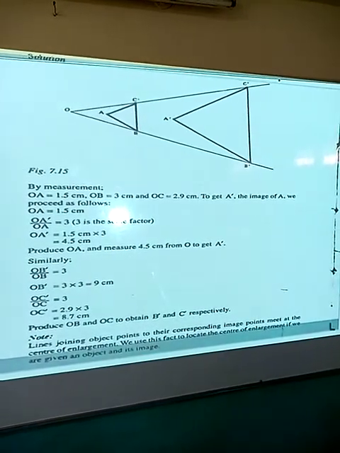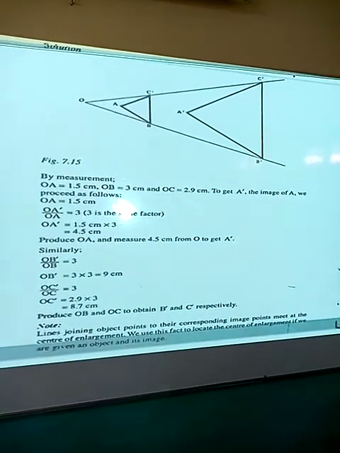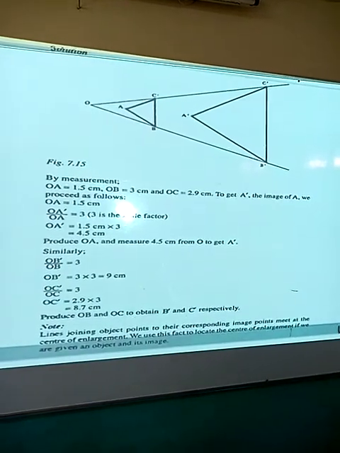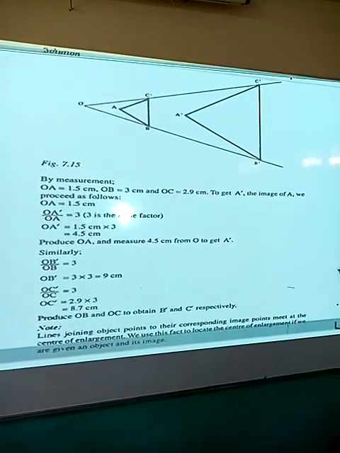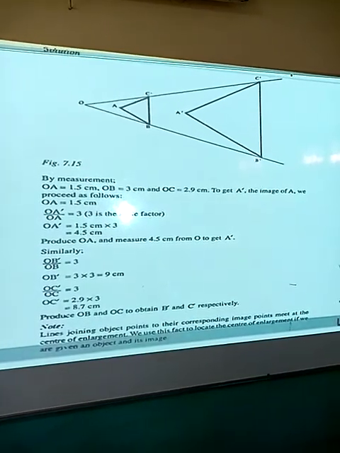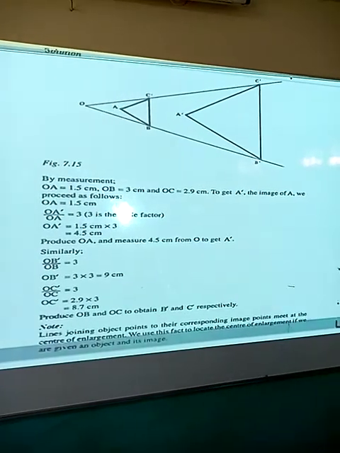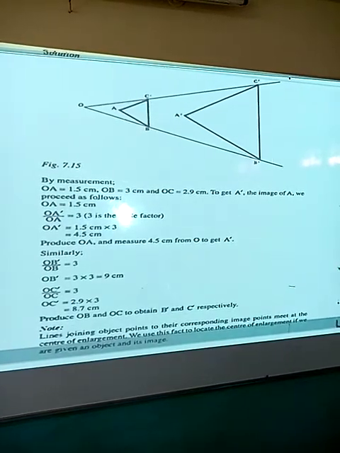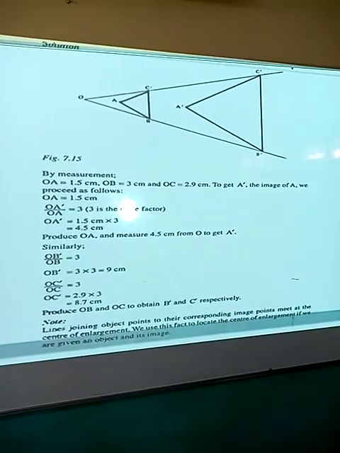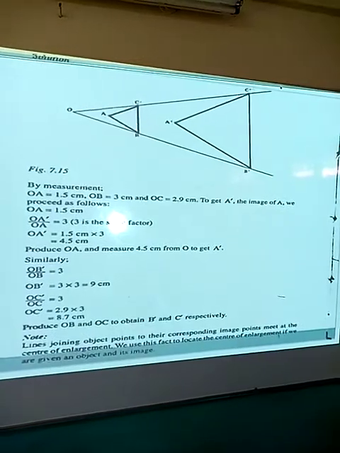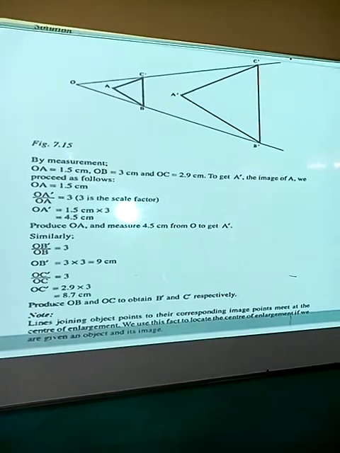To get A prime, the image of A, we proceed as follows. OA is equal to 1.5 centimeters, and OA prime over OA is equal to 3. 3 here is the scale factor. Therefore, for O to A prime, we multiply 1.5 times 3, which is the scale factor, to get the image. 1.5 times 3 will give us 4.5 centimeters.